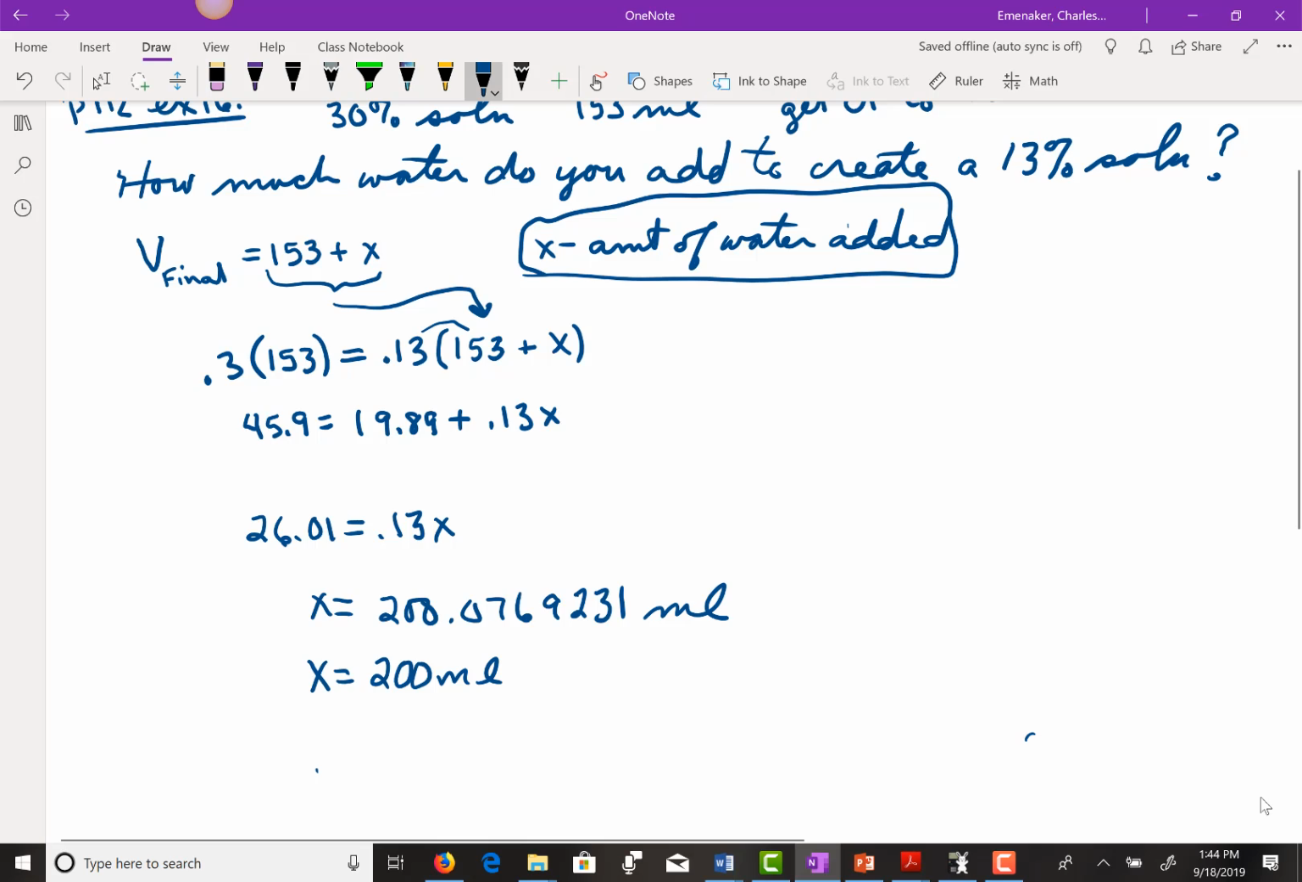How much of the stuff are you going to have by the time you're done mixing it all up? That's right. How much did you start with? The 153. And how much did you dump in? 200. So how much are you going to have total then? 353 milliliters. Okay. Is that a lot?